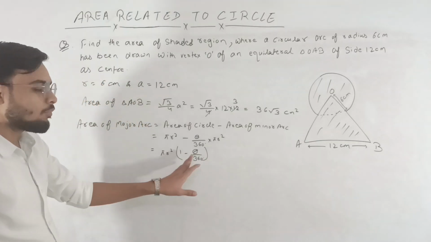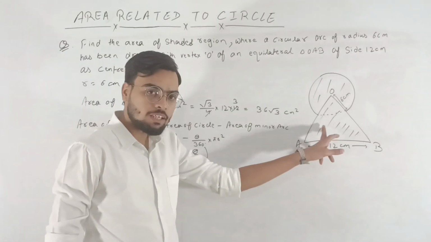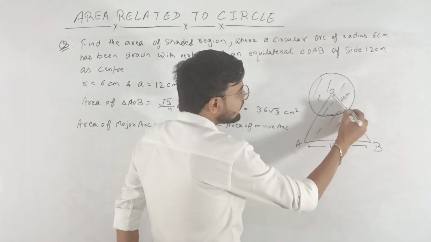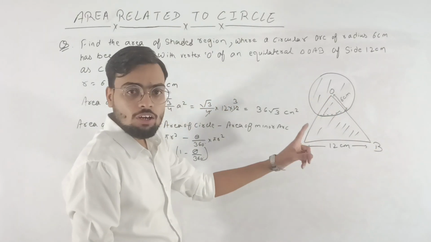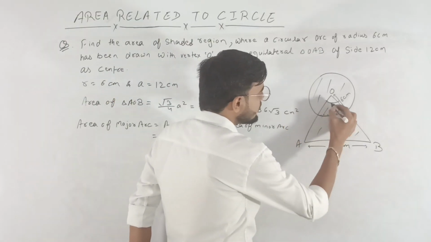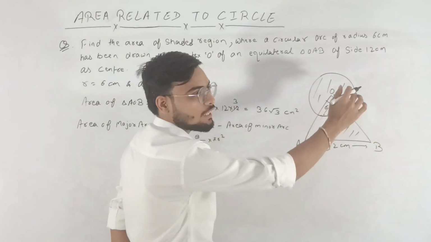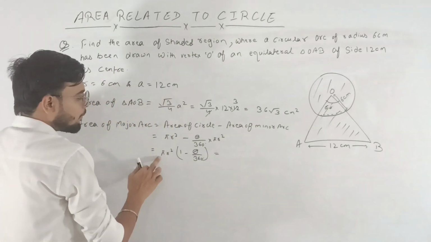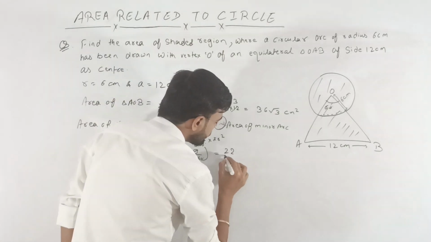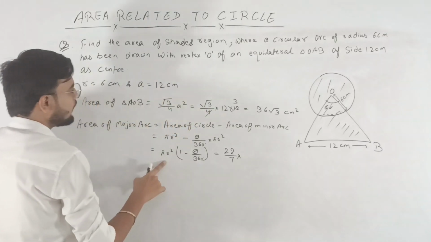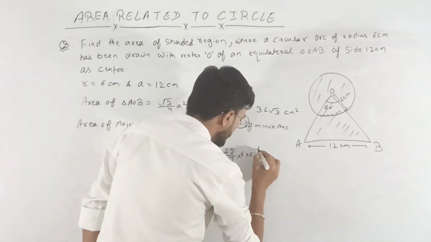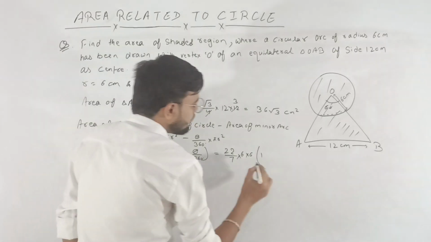Okay, so look, what is theta here? This is an equilateral triangle, O is the center, and this is our complete circle. So in an equilateral triangle, all angles are 60 degree. So this is 60 degree and this is theta. So theta here is 60 degree. So now I do it. Now pi is 22 upon 7 into r square, the radius. The radius is 6 centimeter, so this is 6 into 6. Now 1 minus theta upon 360 degree.